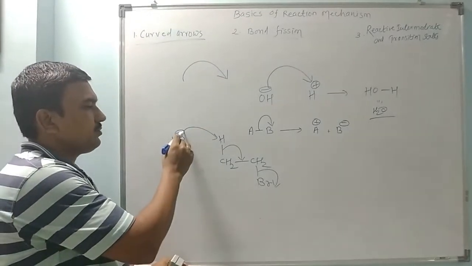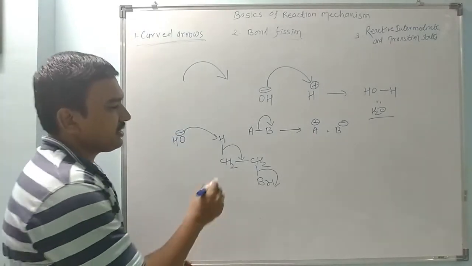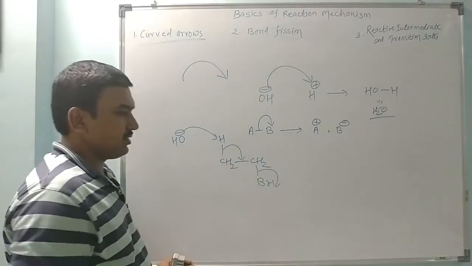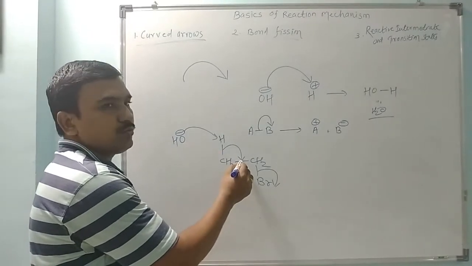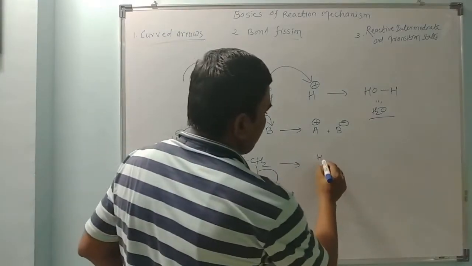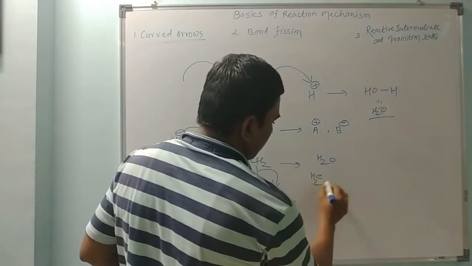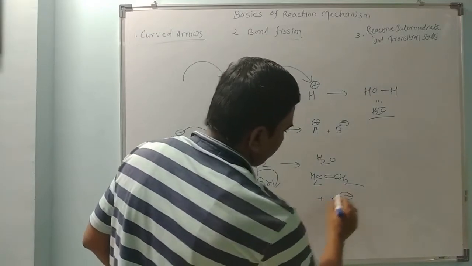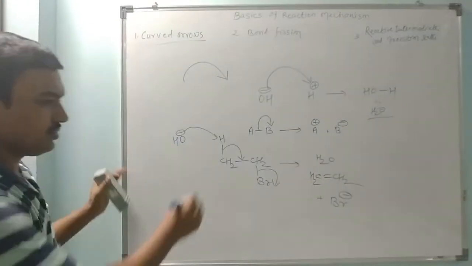So this started from oxygen. Negative charge of oxygen vanishes and it is pointed at H. Simultaneously, this bond between H and carbon shifts here. This Br departs with the electron pair. So this bond now moves toward this bond, and a new bond forms between these two carbons. So after this we get water molecule, CH2 double bond CH2, ethylene, plus bromide ion. In this way we can show these arrows, as we have shown in this example.